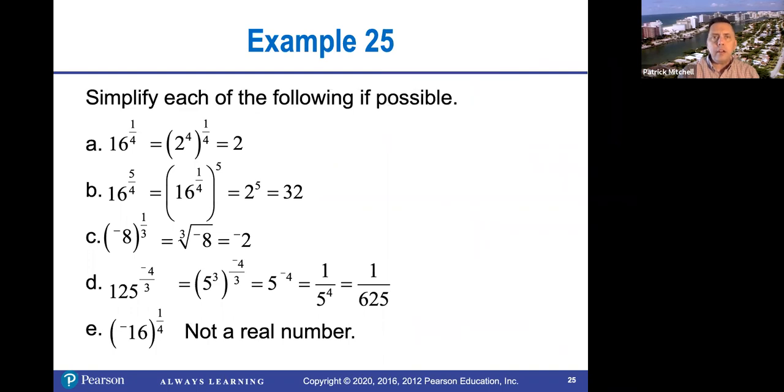All right, and I believe that's going to do it for section 7.5, and that's going to do it for chapter 7.